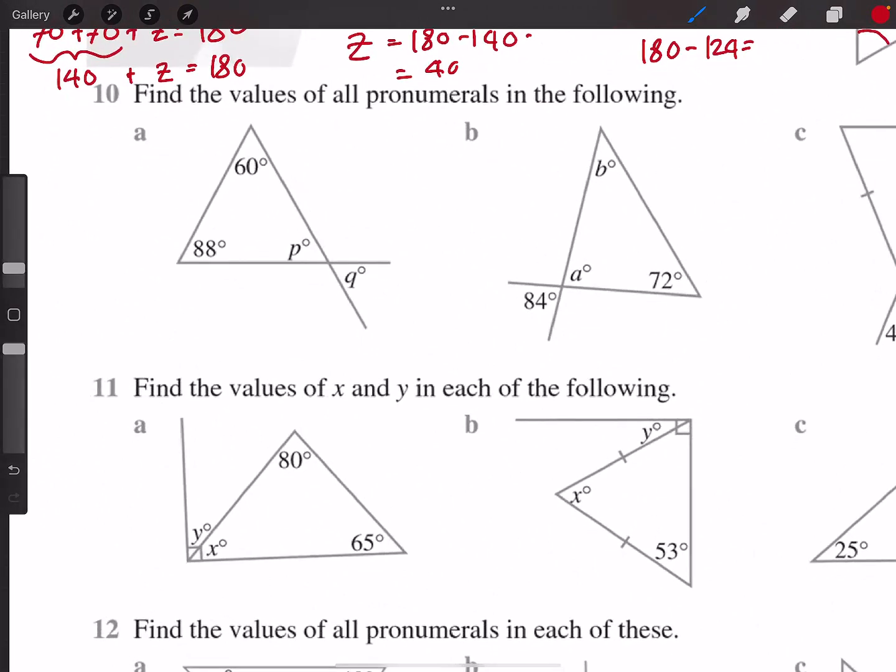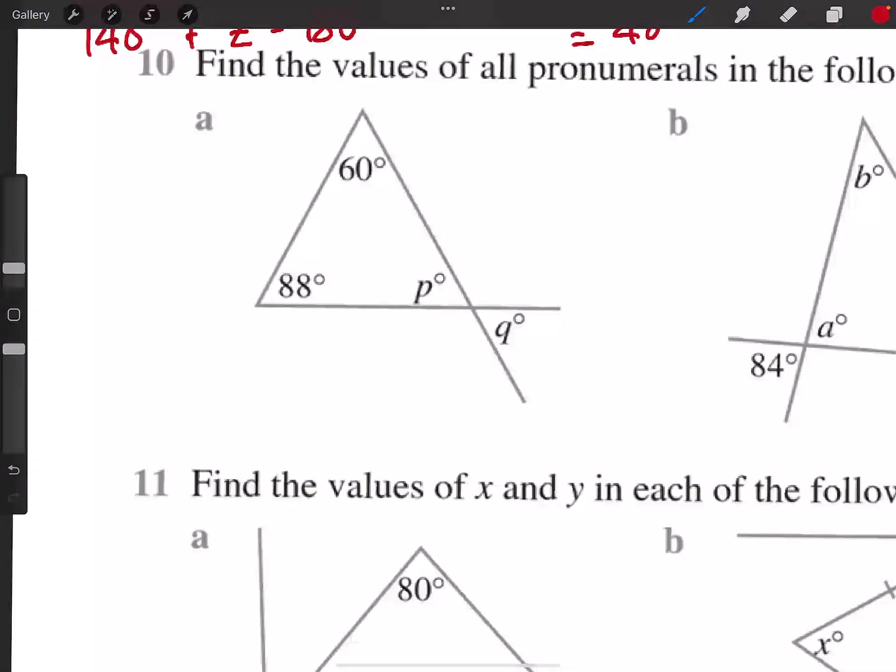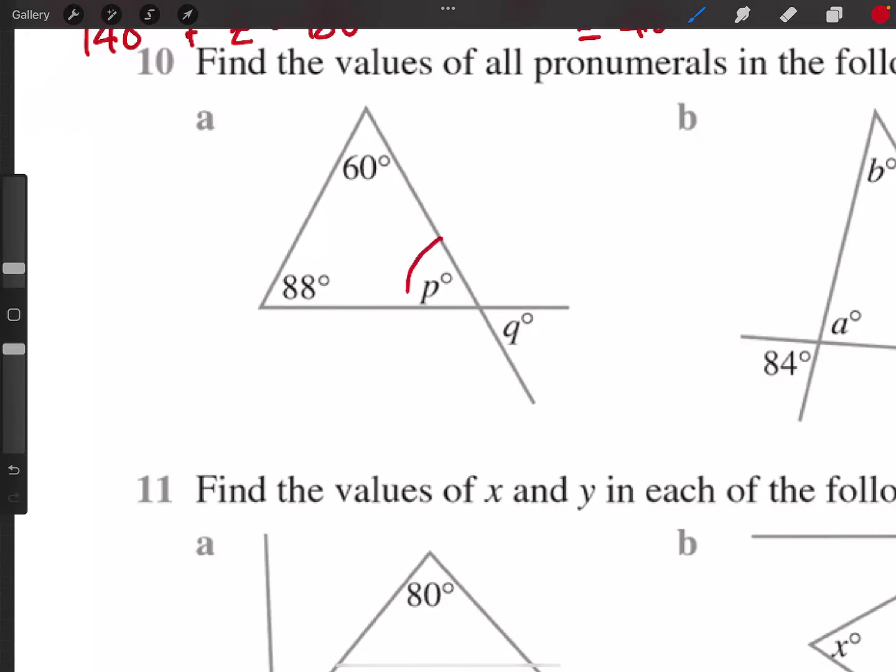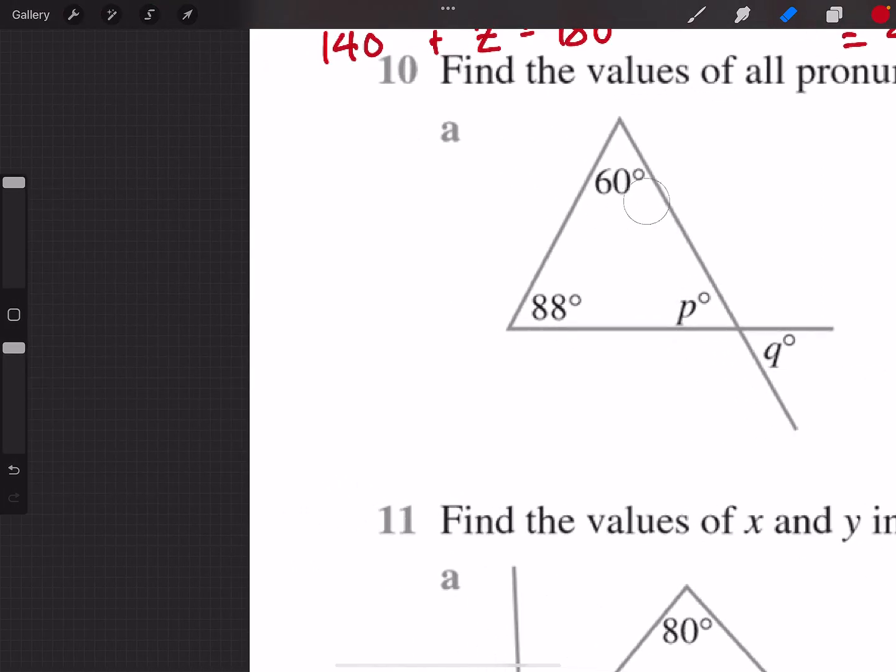Question 10. Find the values of the pronumeral in the following. Okay, so first I'm going to work out the angle P. Using angle sum of a triangle, we know that all of these add up to 180. This one, this one, and this one add up to 180. So let's write something about that.